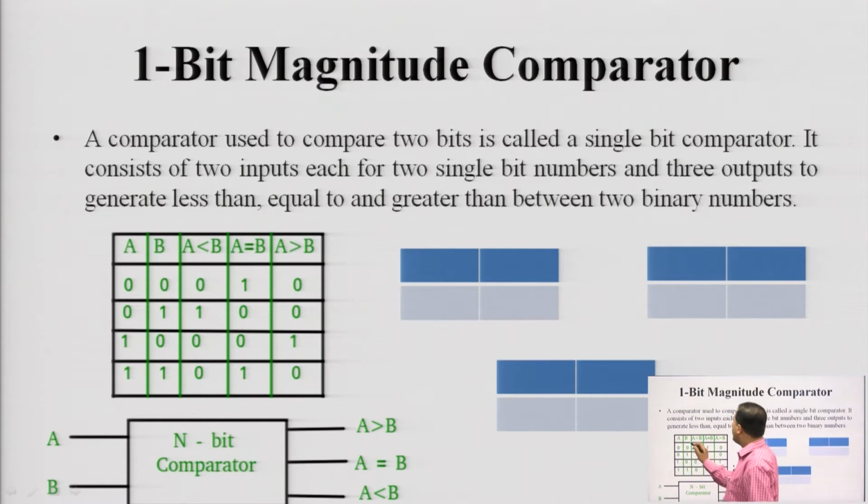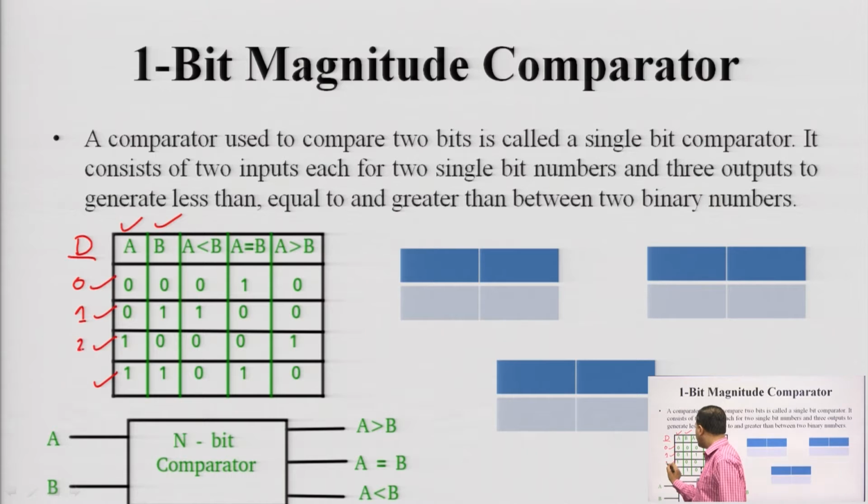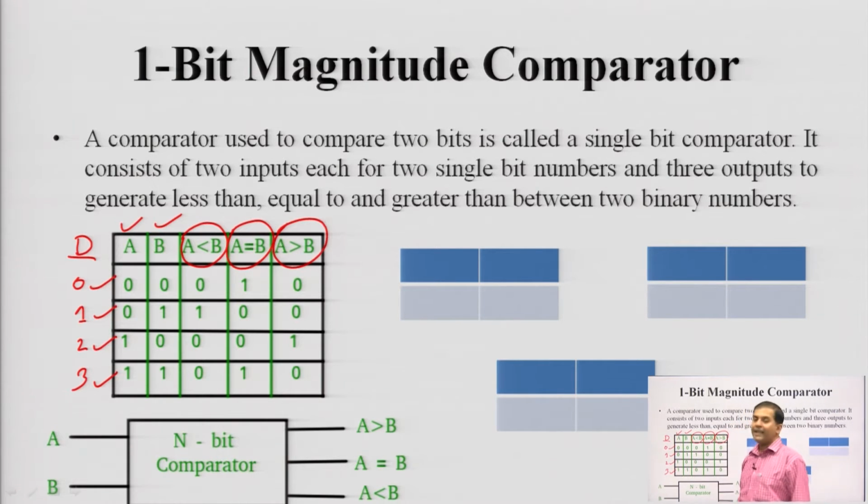So, first of all we have taken 2 bits A and B. For 2 variables, how many combinations? 4: 0 0, 0 1, 1 0 and 1 1. This is nothing but decimal 0, 1, 2 and 3. So, the first comparison, it can be A less than B, A equal to B, and A greater than B.